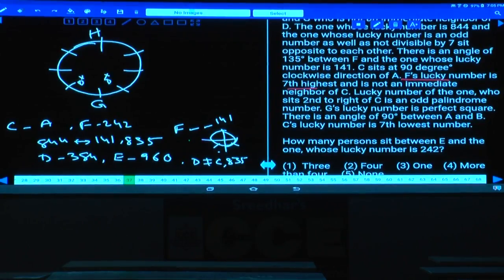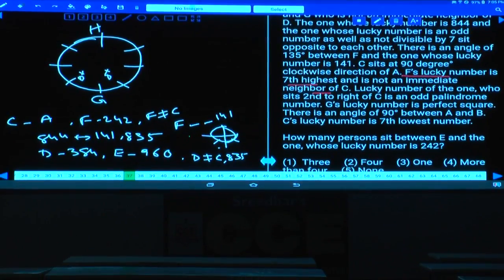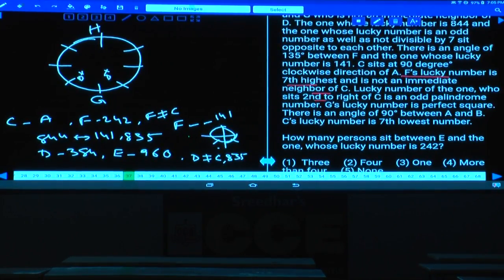F's lucky number is 7th highest and is not an immediate neighbor of C. F and C are not immediate neighbors. And the lucky number of the one who is second to the right of C is an odd palindrome.